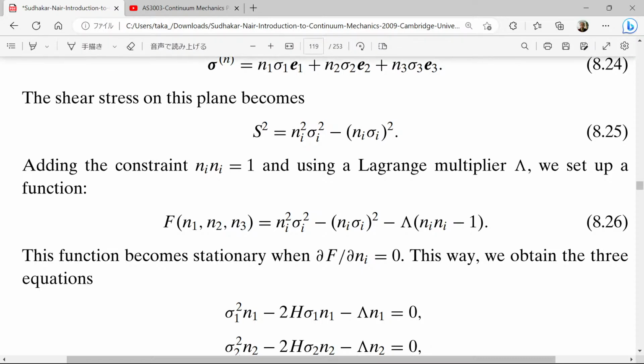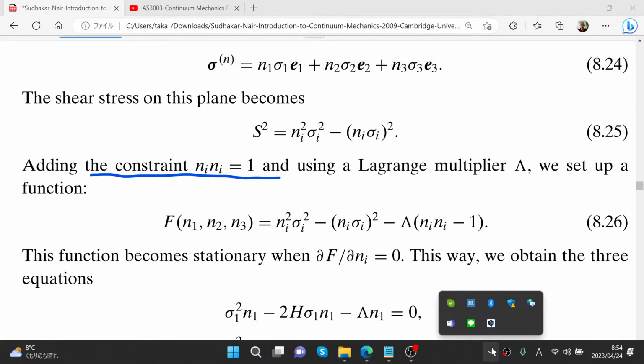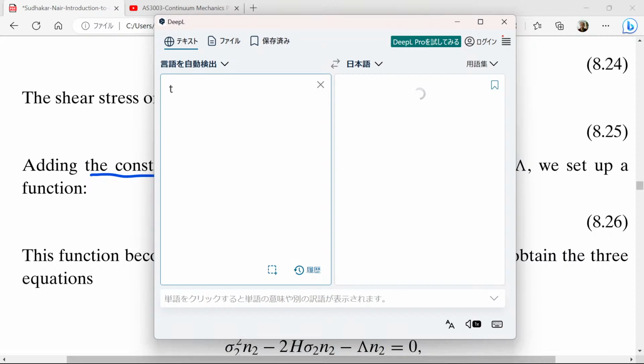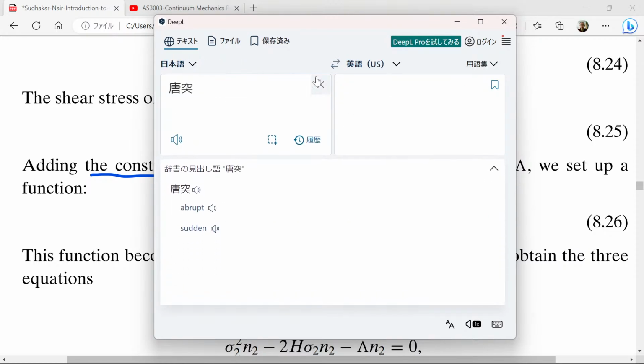See, this is a little bit abrupt. Abrupt, I don't think. This is like too sudden. I don't know how to say in English. Maybe I can look up. Abrupt.